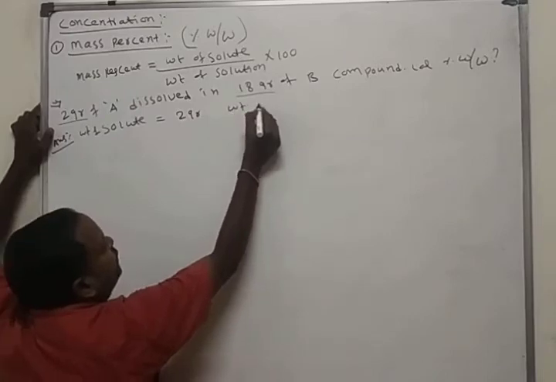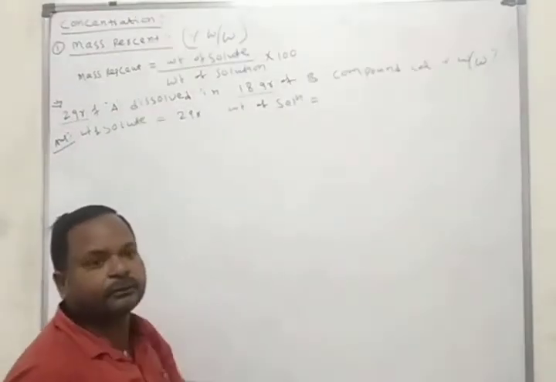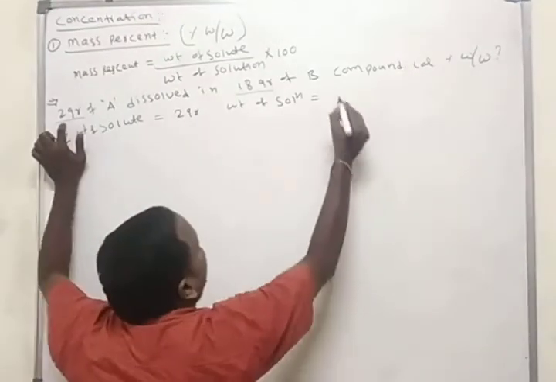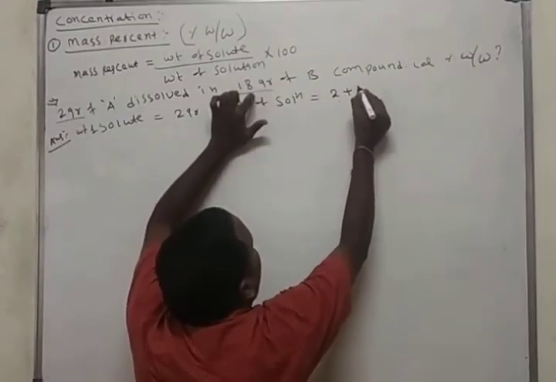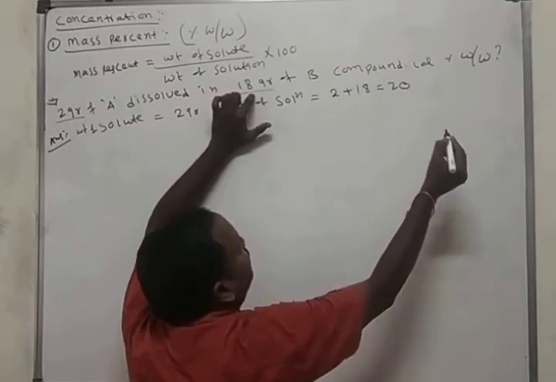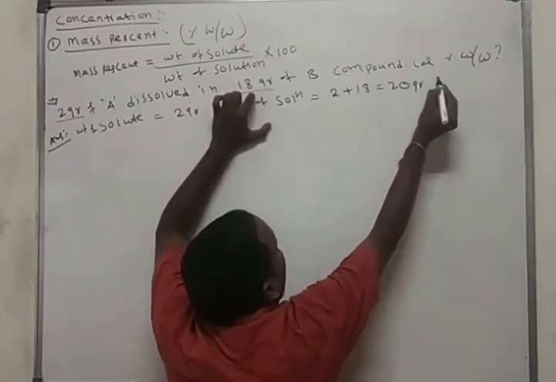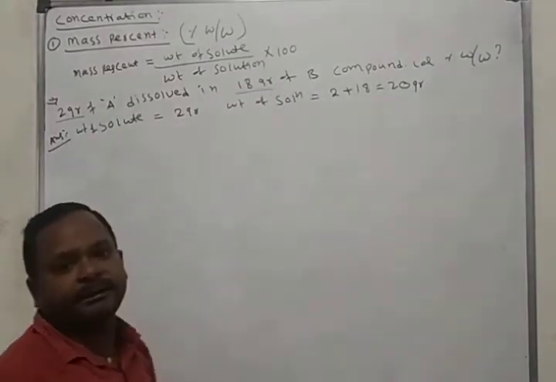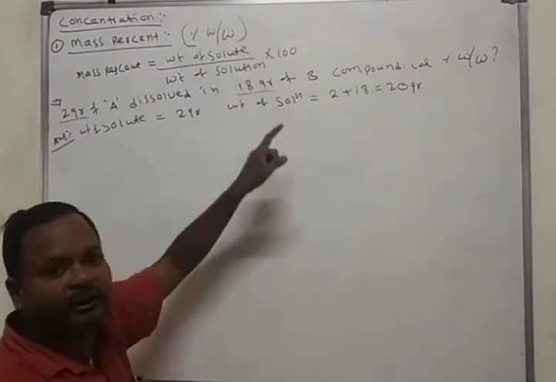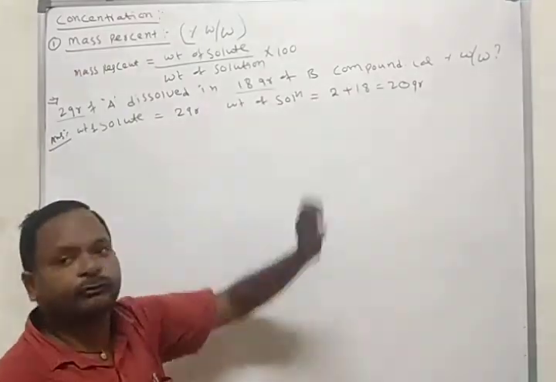Weight of solution: what is the weight of solution? Solution means solute plus solvent. Solute 2 grams plus solvent 18 grams, total 20. 20 grams is the weight of solution. What we need here are the weight of solute and the weight of solution. We got the weight of solute as 2 grams and the weight of solution as 20 grams.